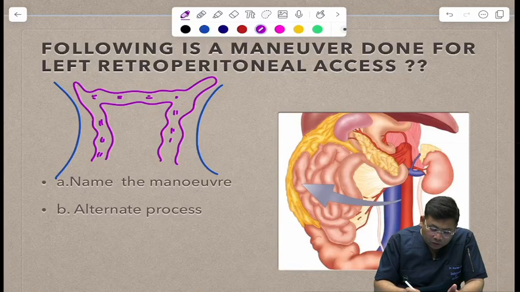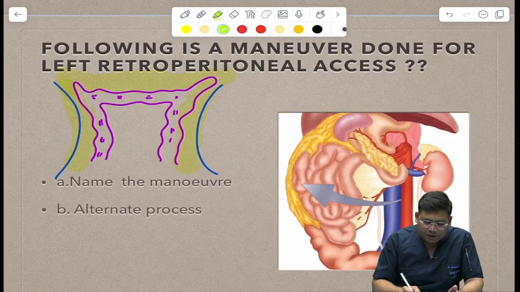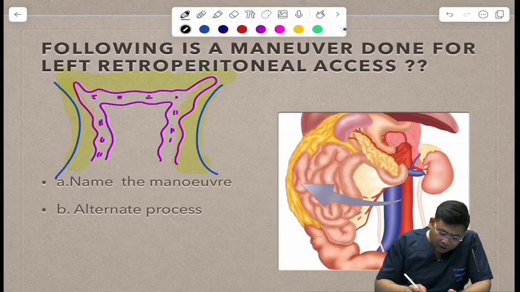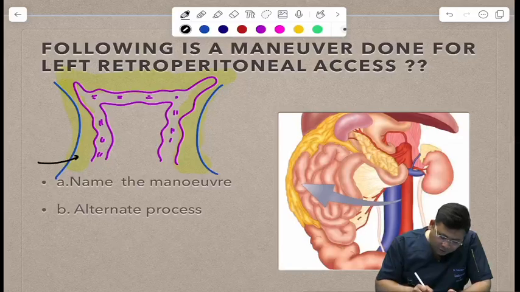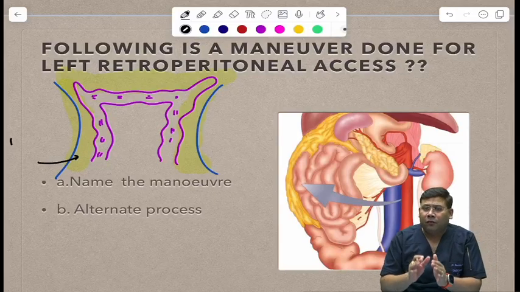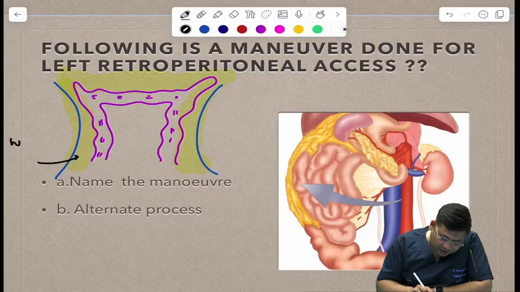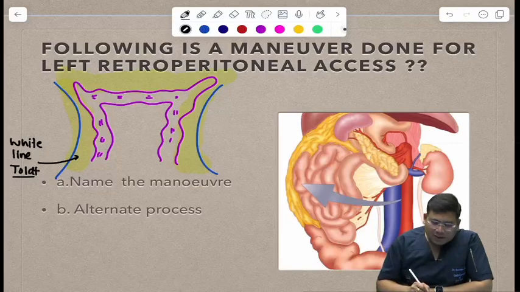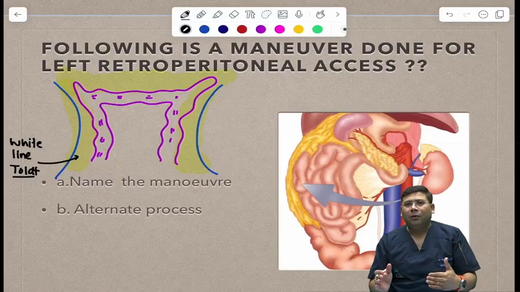And how do we do the colonic mobilization? Understand that there are peritoneal fringes which separate the peritoneal cavity from the retroperitoneal cavity. But what are these fringes known as? These are known as the white line of Toldt, or peritoneal folds. So what is the white line of Toldt? The white line of Toldt, or you can say Toldt's fascia. These white lines of Toldt are nothing but the peritoneal attachments.